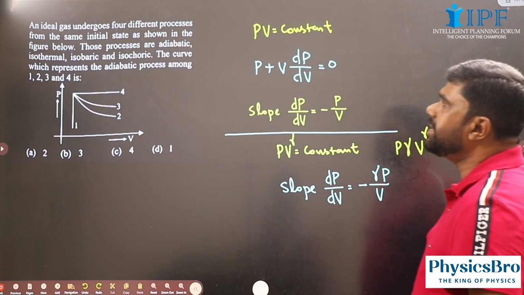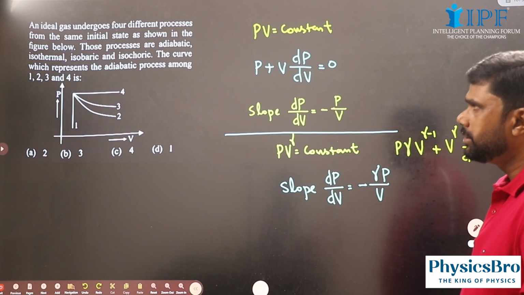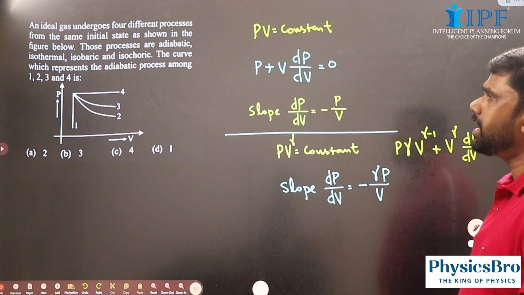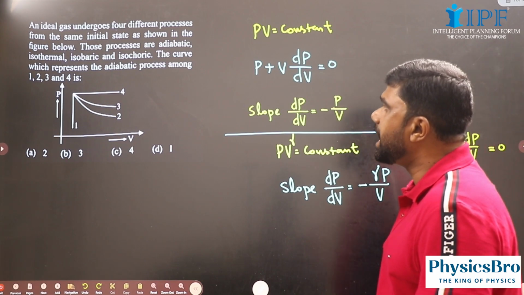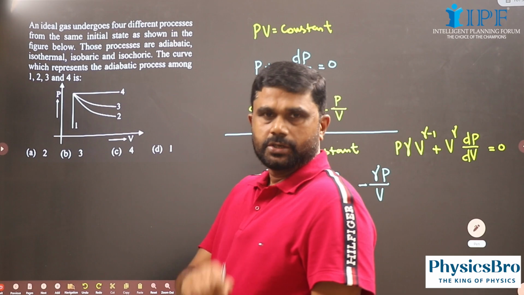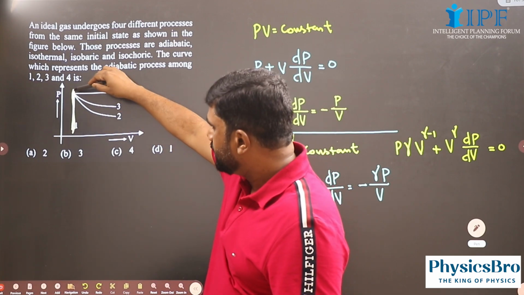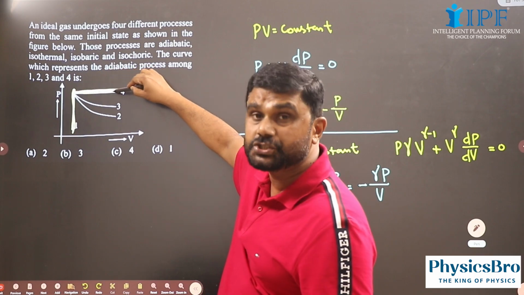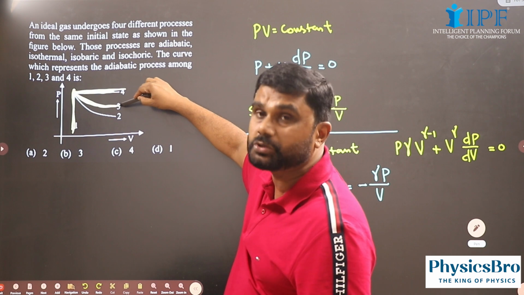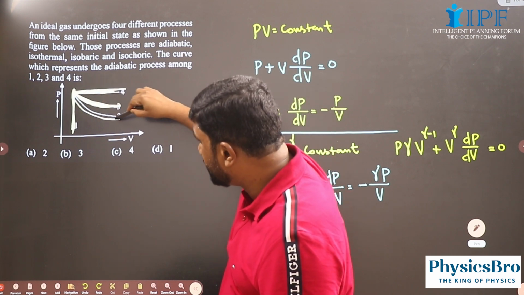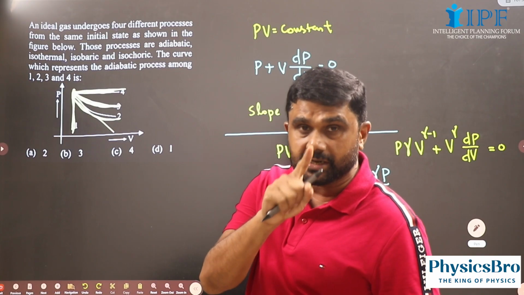Next, an ideal gas undergoes four different processes from the same initial state as shown. These processes are adiabatic, isothermal, isobaric and isochoric. The curve which represents the adiabatic process, children: this is with the constant volume, isochoric. This is with the constant pressure, isobaric. This one with the constant temperature, isothermal, and this is the adiabatic process. So the adiabatic process is represented by curve 2.